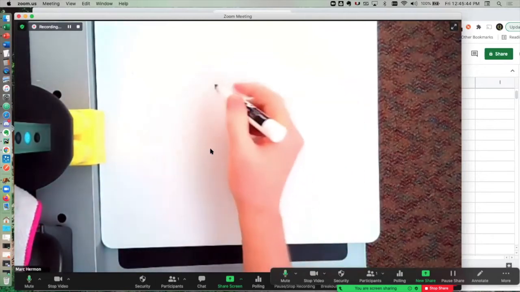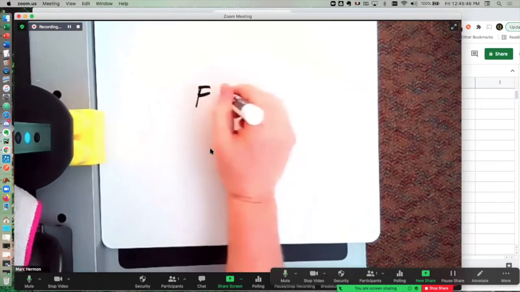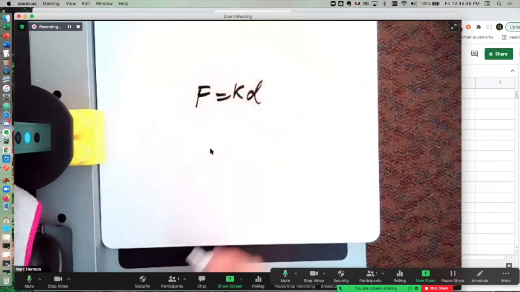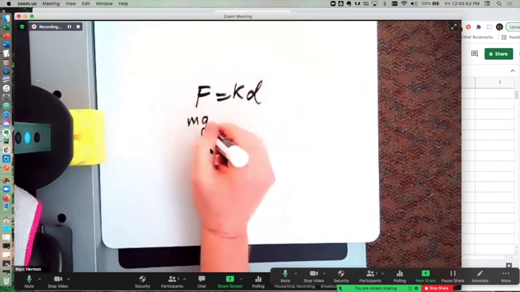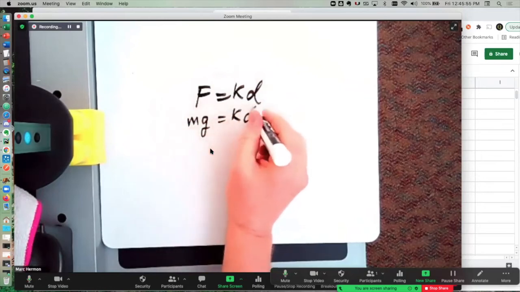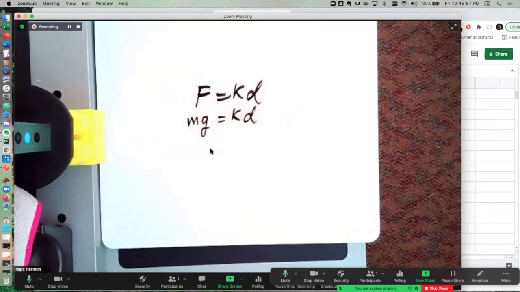Okay, we want to find the gravity this time. So we have F equals KD, right? And F is M times G equals KD.